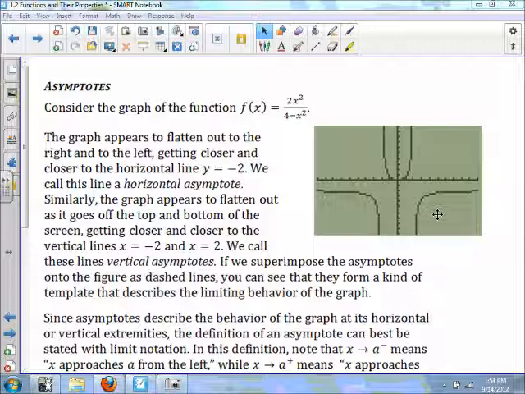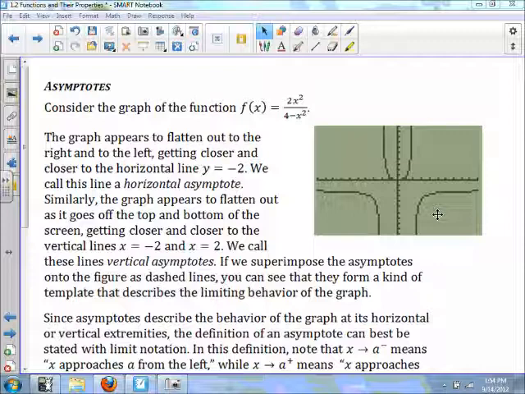Really what you're doing, if you think about it, to find that horizontal asymptote, you want to divide your leading terms. So in the top, my leading term is 2x squared. In the denominator, my leading term is negative x squared. 2x squared divided by negative x squared is negative 2. That's how you get your horizontal asymptote of y equals negative 2.